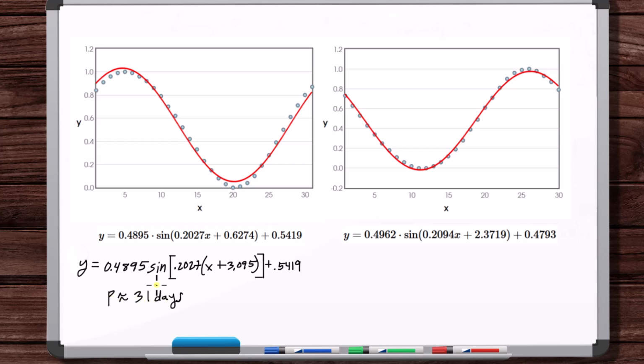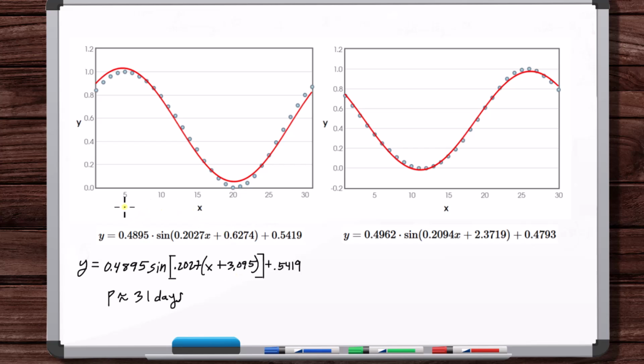Because the units of period are the horizontal axis units. You specify the period of a sinusoid based on the horizontal axis units. Every 31 days, this repeats. Okay, now the horizontal shifting about 3.1, that's days to the left.